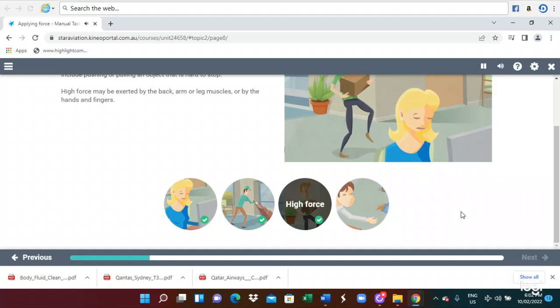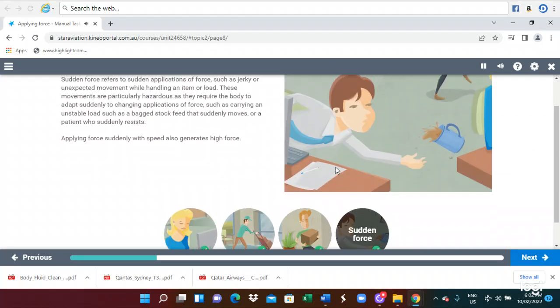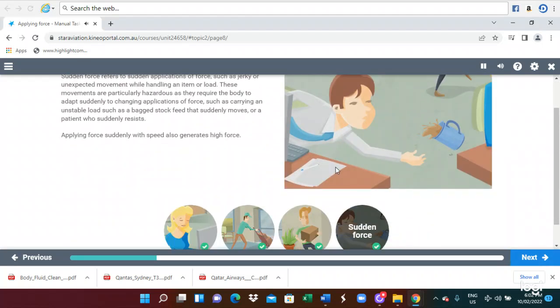Examples could include pushing or pulling an object that is hard to stop. High force may be exerted by the back, arm or leg muscles, or by the hands and fingers. Sudden force refers to sudden applications of force, such as jerky or unexpected movement while handling an item or load. These movements are particularly hazardous, as they require the body to adapt suddenly to changing applications of force, such as carrying an unstable load, such as a bagged stock feed that suddenly moves, or a patient who suddenly resists. Applying force suddenly with speed also generates high force.